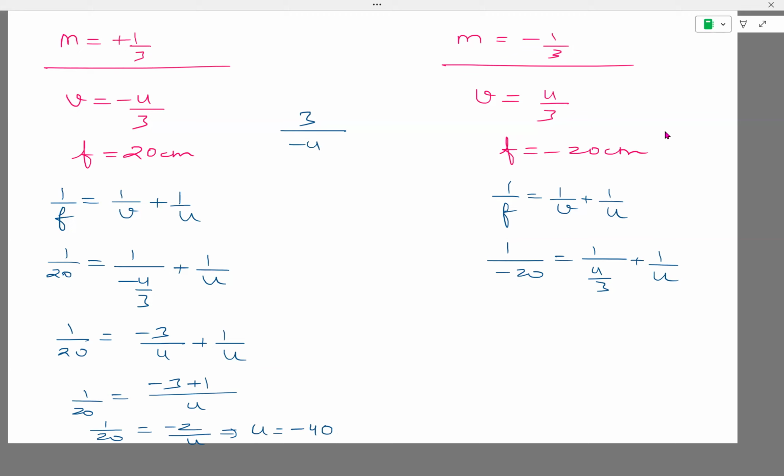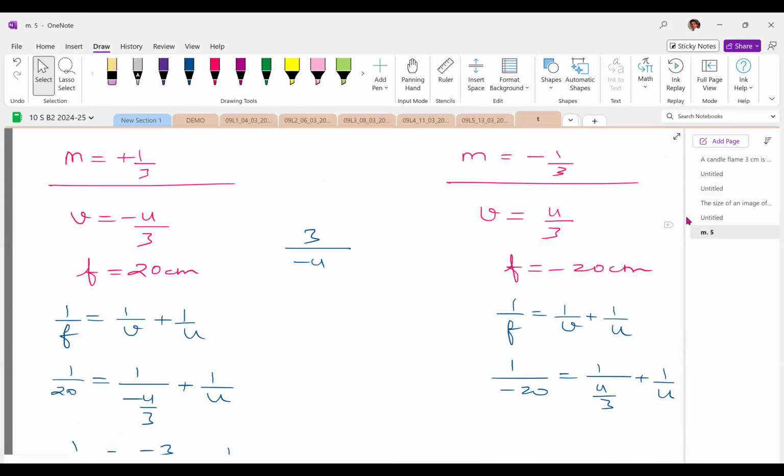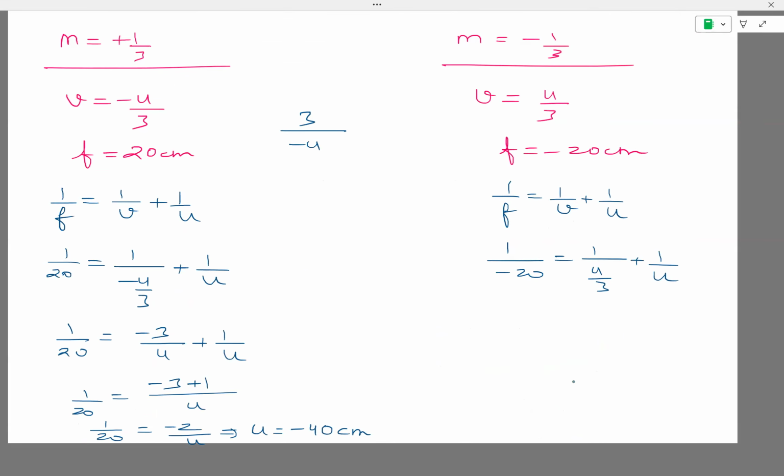Next, let's solve this particular case as well. So you have to write one conclusion. You have to write that the object should be placed, because that is what they have asked, right? Let's look at this question: at what distance has the object been placed from the mirror? The object has been placed at a distance of 40 centimeters from the mirror. Clear? Let's solve this one.